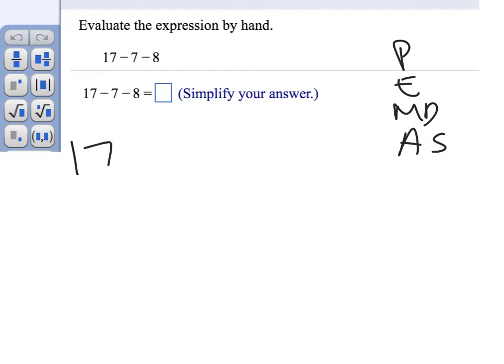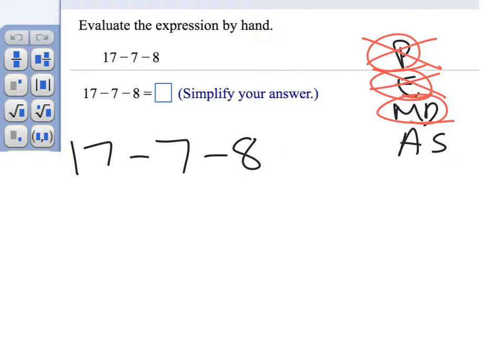And now here is where it becomes super important. Do we have any parentheses? Nope. Do we have any exponents? Nope. Do we have any multiplication and division? Nope. Do we have any addition or subtraction? Yes. Now here's the cool thing. We have 2 of them. Now which one are we supposed to do first?